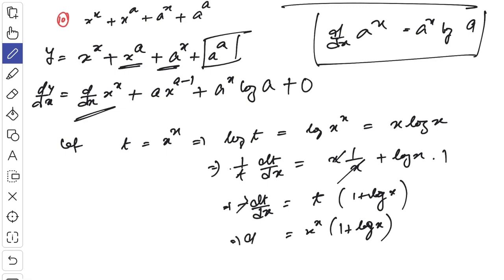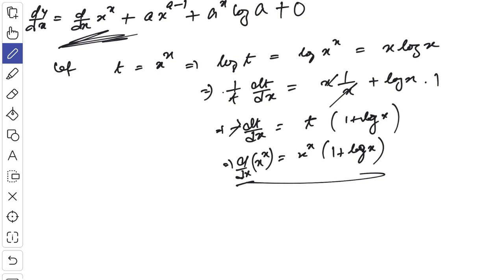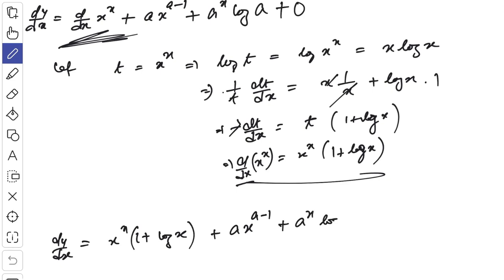dt by dx means the derivative of x to the power x with respect to x, isn't it? So let us use this value here. Then you will get dy by dx is equal to x to the power x into 1 plus log x, plus a x to the power a minus 1, plus a to the power x log of a. So this is your answer.